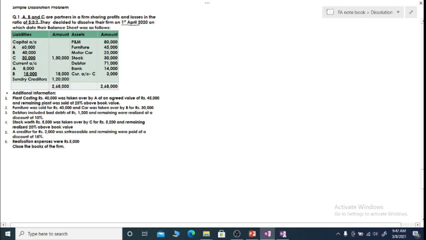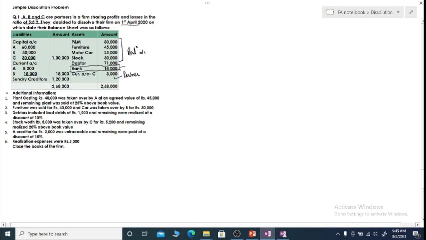So when we look at the asset side, we are to split this into these categories. First of all we'll separate our cash or bank account, because this account will be prepared separately to check the mathematical accuracy. For the remaining, split them into two parts: what belongs to the partner and what belongs to the assets which are to be sold through realization. So plant and machinery, furniture, motor car, stock, debtors, and current account of C. Obviously the current account belongs to the partner, and the rest will all be closed in realization account. So sorted, we know that these accounts are to be closed like this.